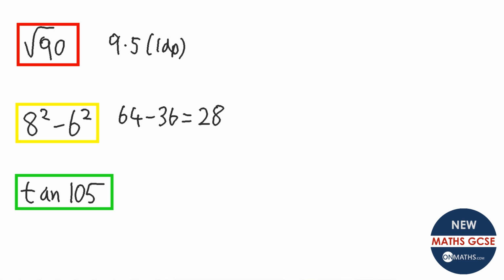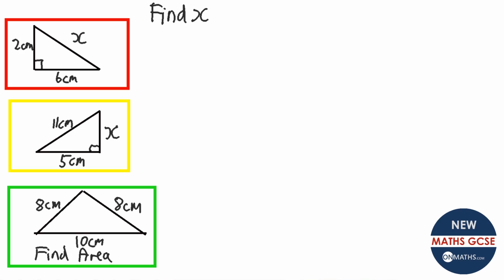And then tan 105, so I click the tan button, don't forget it opens a bracket, type in 105, close the bracket, press equals, and that's going to be minus 3.73 to 2 decimal places. And if it doesn't suggest in the exam what to round it to, always pick 2 decimal places or 3 significant figures. Okay, so we're going to move on to Pythagoras.